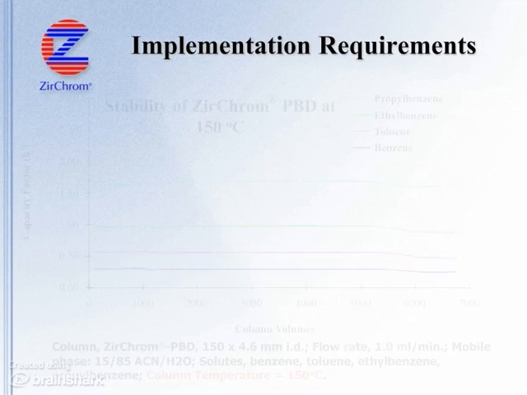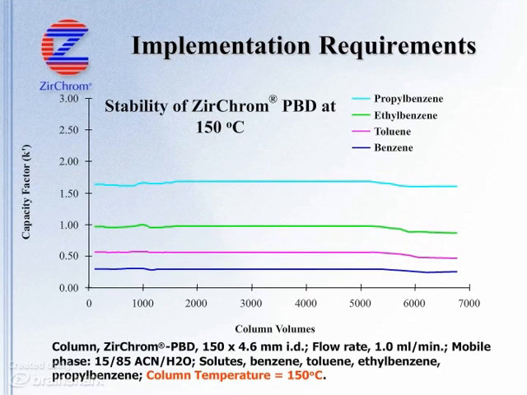To demonstrate the stability of ZirChrom phases, our ZirChrom PBD phase was exposed, under constant flow and mobile phase helium sparge, to a temperature of 150 degrees Celsius. Periodic injections of a set of standards were made to measure column performance. This test was discontinued at 7,000 column volumes after no significant column degradation.